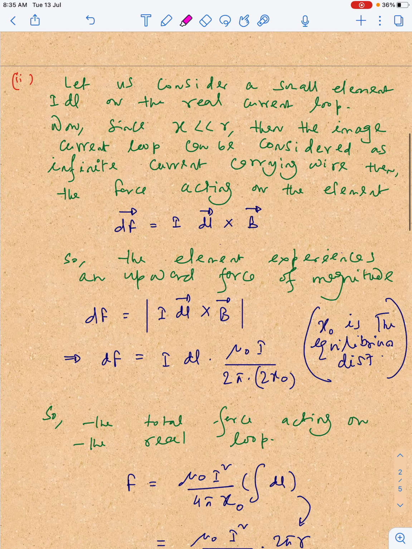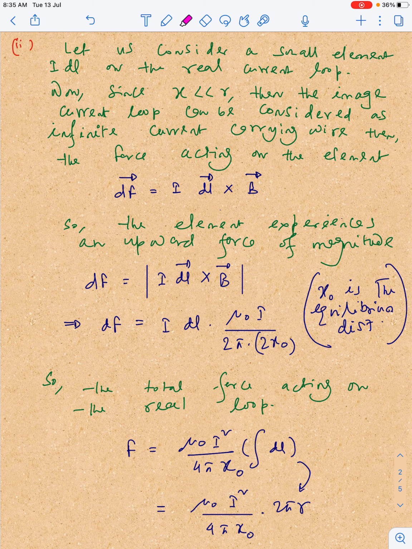Alright. Now let us go for the next question. Here first I have to consider the equilibrium distance. How will I do so? I will consider a small element IDL on the real current loop, and check the force acting on it due to the magnetic field created by the image loop. Now, since the condition is given x is much less than r, it means that for the small segment IDL, the image loop will appear to be an infinite current carrying conductor, because of the small dimension of the element. So from there I can calculate the magnitude of the force acting on it.